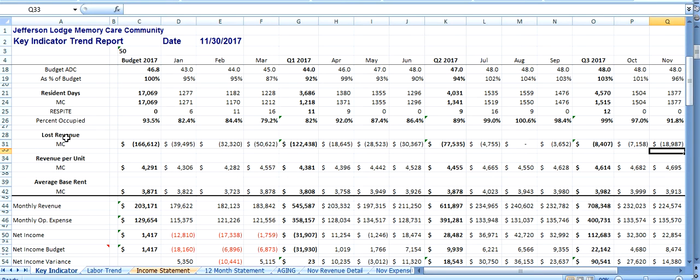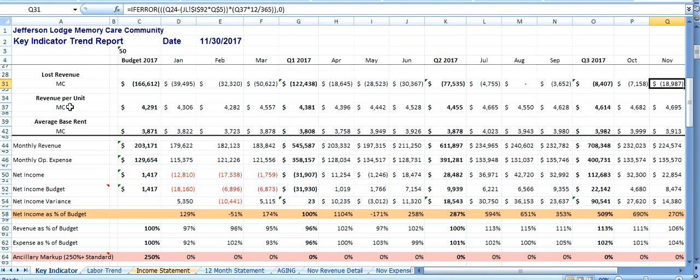Lost revenue. You can look up this definition on your glossary as well. Lost revenue is basically if everything went right, if my occupancy was where it should have been, my expenses were where they should have been. If everything went right, I could have made an extra $19,000 in revenue for that month. So this is money I missed out on if things would have gone right. So that's what that number is.